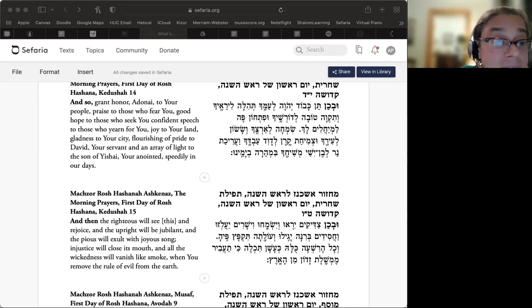But then we start getting personifying abstract concepts like injustice. Boy, I would love to see injustice close its mouth. There's just too much loudmouthness of injustice lately. The same with wickedness and the rule of evil. Those are all concepts of good or bad, and they're being given human-like qualities or actions.